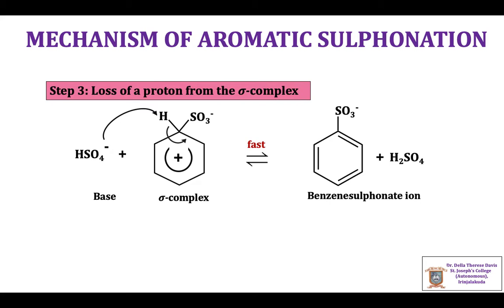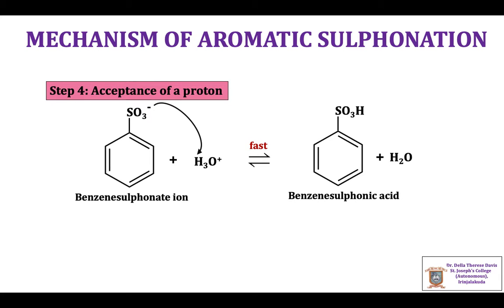In step 3, the base abstracts a proton from the sigma complex to give benzene sulfonate ion. In the last step, the benzene sulfonate ion accepts a proton to give the final product, benzene sulfonic acid.